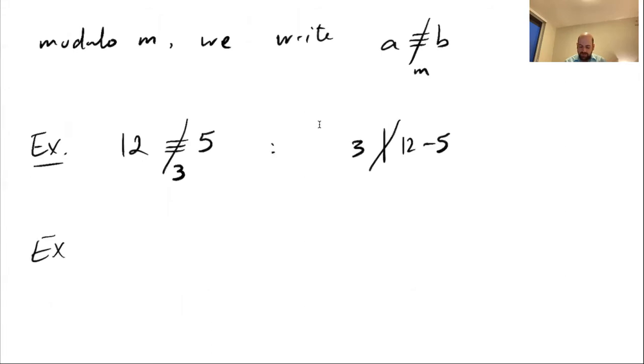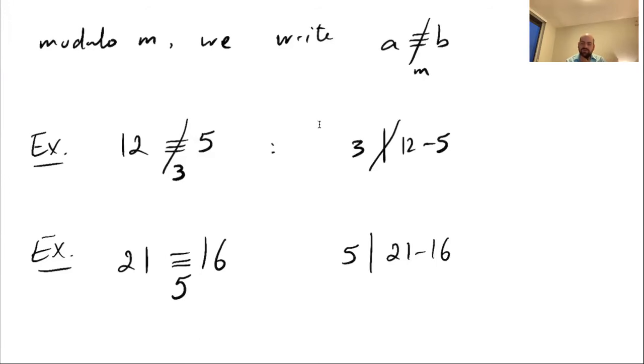Another example, let's say 21 and 16 modulo 5. Are they congruent? Again, I have to look at the difference between 21 and 16. 21 minus 16 is 5, and 5 is divisible by 5. That's true, therefore 21 is congruent to 16 modulo 5.